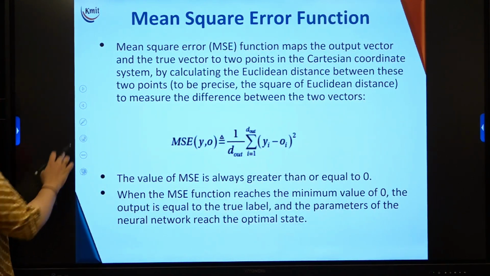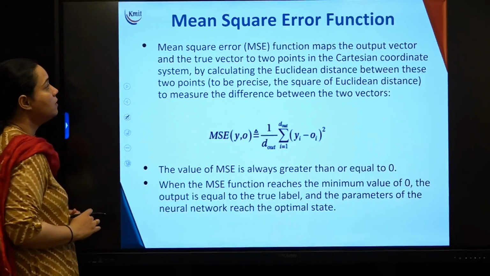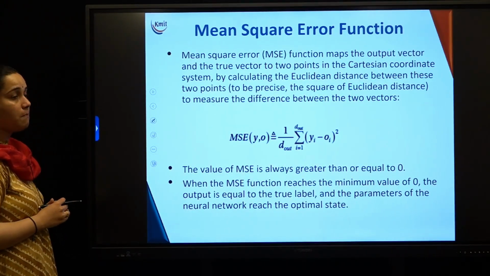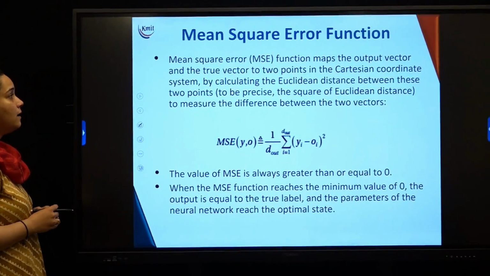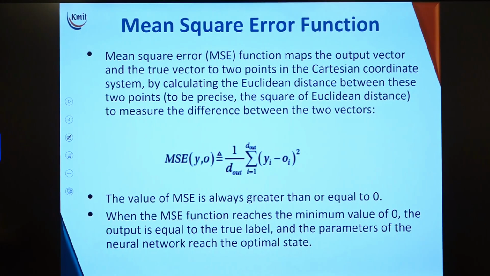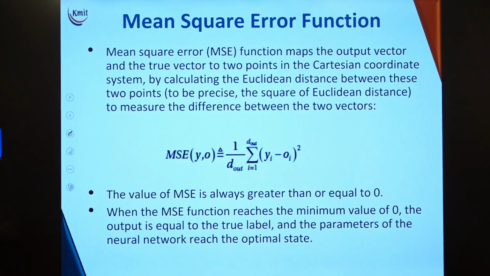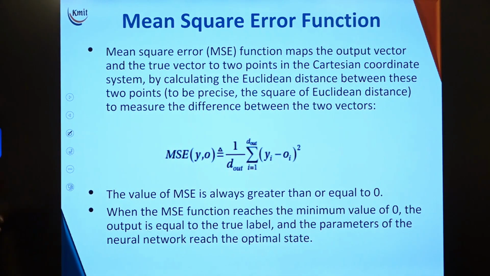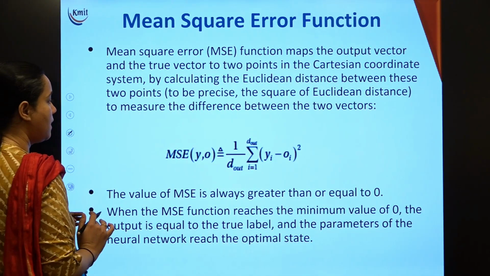When I talk about the mean square error function, what it is going to do is map the output vector and the true vector to 2 points in a Cartesian coordinate system, and this is done by calculating the Euclidean distance between these 2 points. How do we measure the difference between these two vectors? Very simple. Please understand how we calculate mean square error.